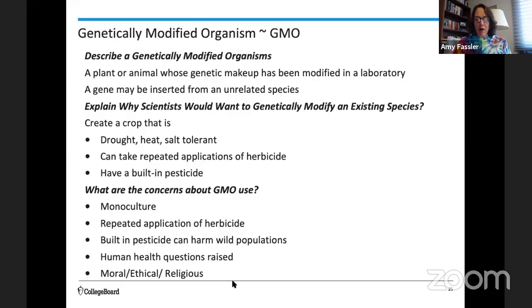There are questions about human consumption of genetically modified foods. There is no current research that shows any direct link between human health problems and eating a food that's been genetically modified. There are certainly environmental implications like loss of natural biodiversity. And many people may have a moral or ethical or religious problem with the genetic modification of an existing species.